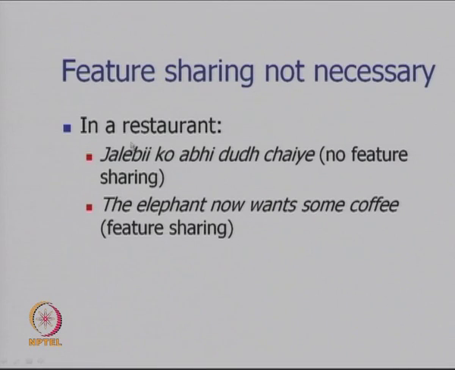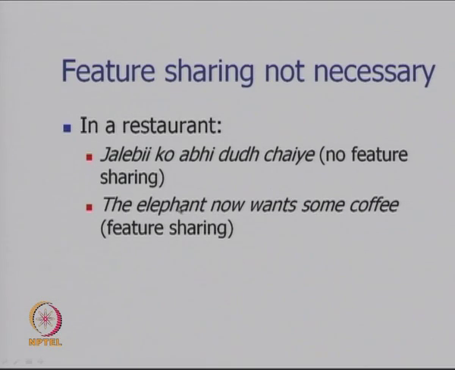Now, see that jalebi and the person eating jalebi have no feature sharing, they have no feature in common, but still an effective communication is created by means of this kind of metaphor. The elephant now wants some coffee. So, here it is not the case that an elephant is sitting in the restaurant and is demanding some coffee. No, presumably a very fat person is sitting in the restaurant and he now wants some coffee.